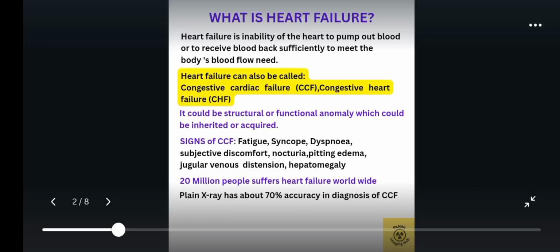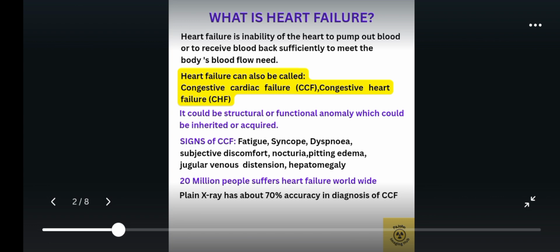Welcome back. What is heart failure? How do the radiologist or radiographer make this diagnosis? When you go to the radiology department to do an X-ray, maybe you have some complaint to your doctor, he sends you to the radiology department, and if they make a diagnosis of heart failure, what do they look at to make this diagnosis? How do they do that?